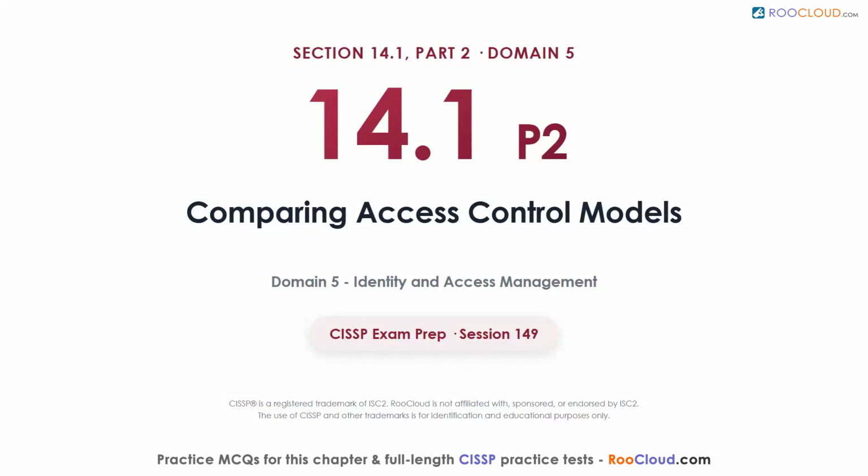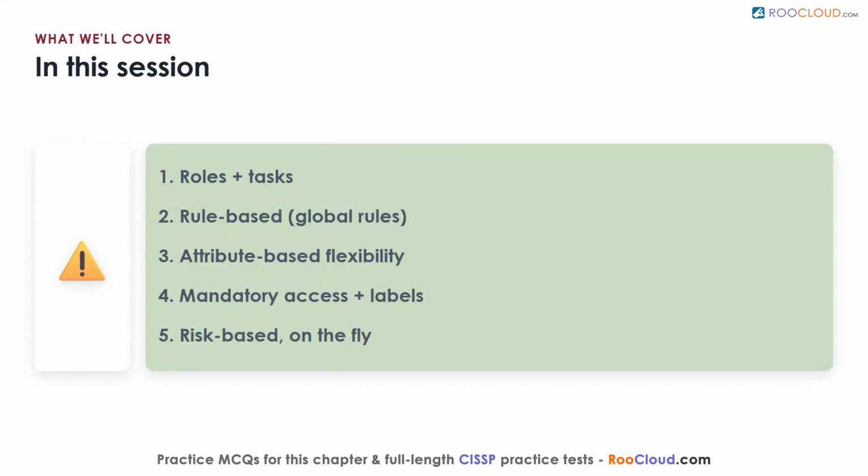Welcome to section 14.1, part 2. This is the 149th session of the CISSP exam prep series. This part continues our tour through the access control models. In this session, we'll finish the family of models.